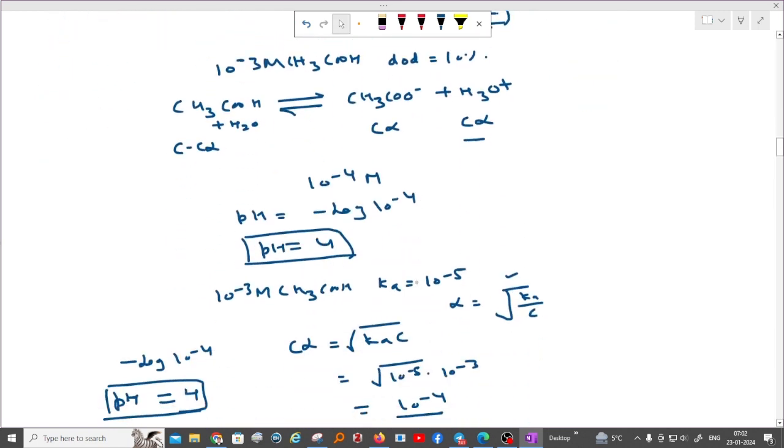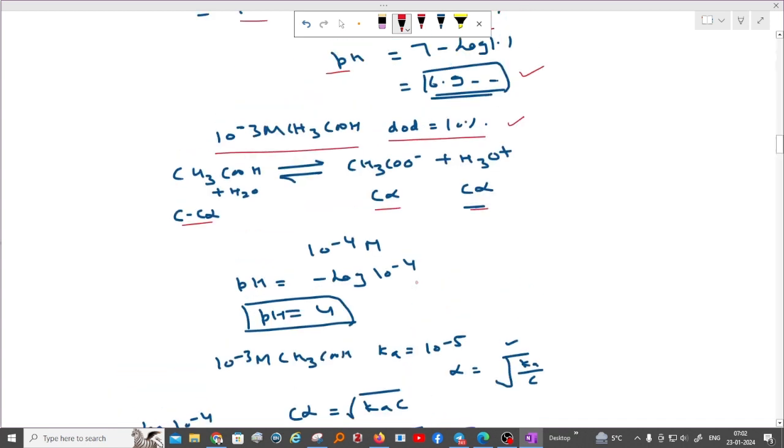Now another question: how will you calculate the pH of 10 power minus 3 molar acetic acid solution? Because this is a weak acid, I also require the degree of dissociation, say 10%. At equilibrium we will have C minus C alpha of acetic acid, C alpha of acetate, and C alpha of hydronium ions. If the concentration is given as 10 power minus 3 and the degree of dissociation is 10%, then C alpha will be equal to 10 power minus 3 into 10 power minus 1, which is 10 power minus 4 molar, so the pH is equal to 4.